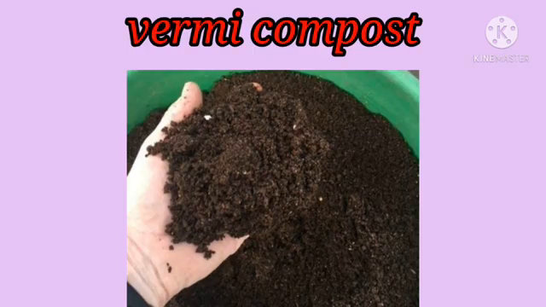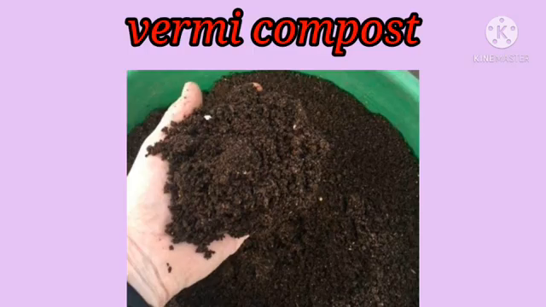For preparation of vermicompost, what are the materials necessary? The first thing: biologically degradable organic waste are used as potential organic resources for vermicomposting. They are, first, agricultural waste, that is crop residue, vegetable waste and sugarcane trash.